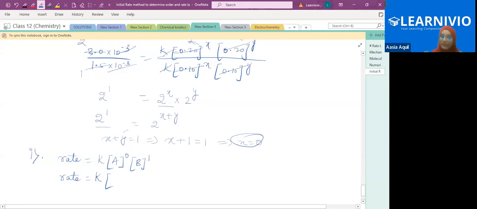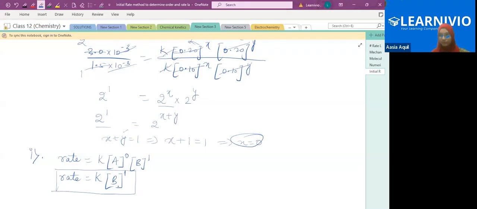So basically, what does order tell us? It just tells us about the dependence of that reactant in the rate equation in the chemical reaction. So basically the rate equals the rate constant into the B concentration raised to the power 1. That's the rate equation. So what will be the order of reaction? First order reaction. And the rate of reaction just depends on the concentration of B only, not on the A.